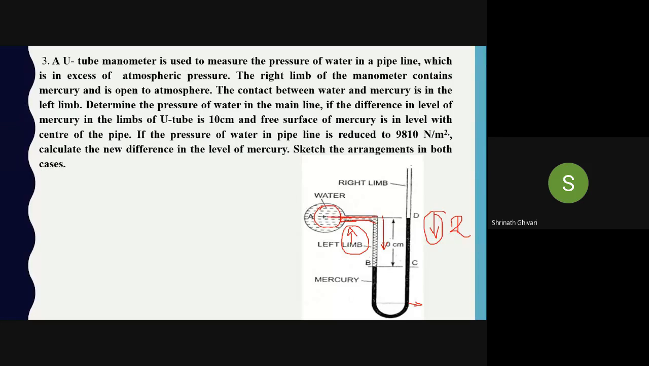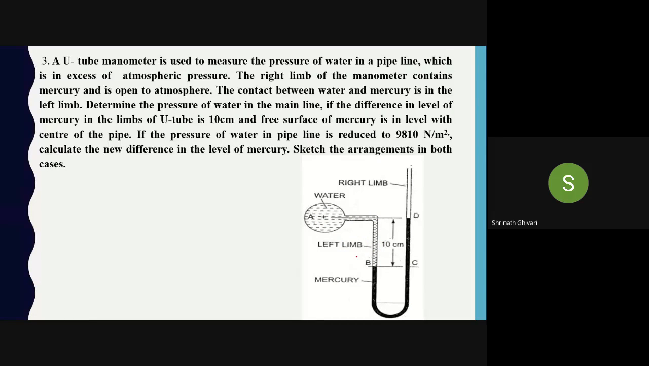Whatever pressure is applied by this fluid or water will become less. When it becomes less, what will happen? The mercury will push this water in, try to push this water up. So the mercury will rise in the left limb and fall in the right limb. So we have to find the difference in the mercury level after I reduce the pressure.